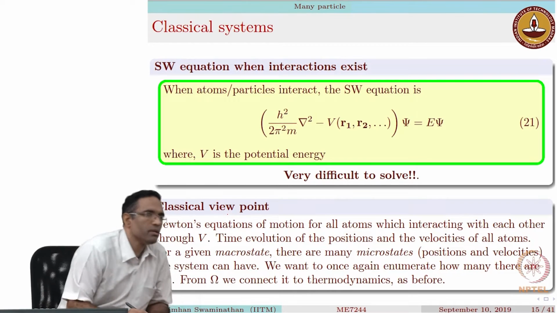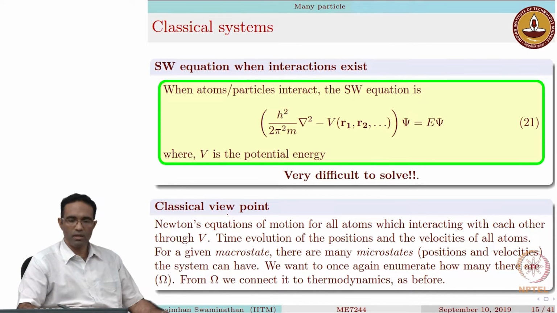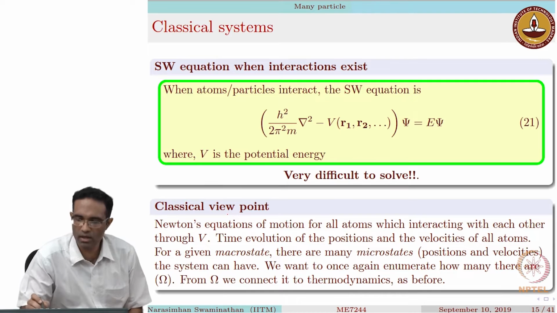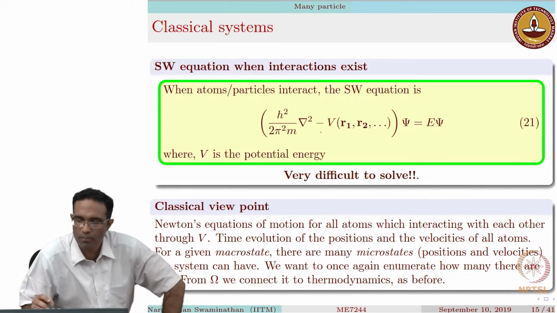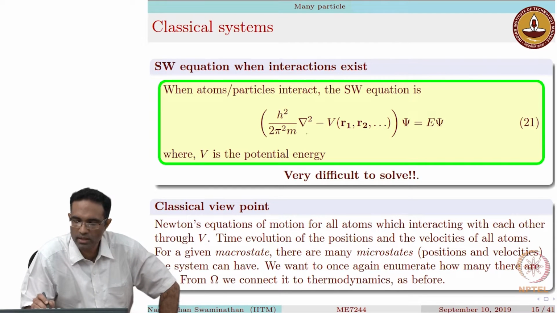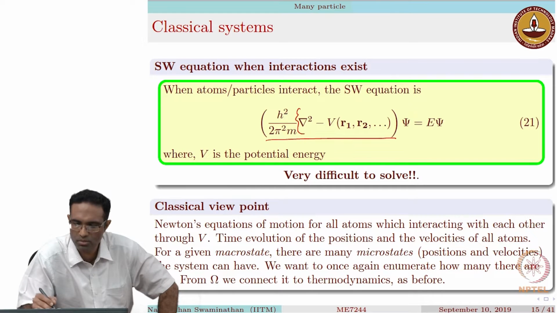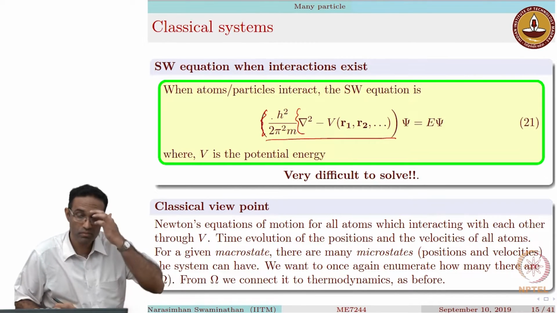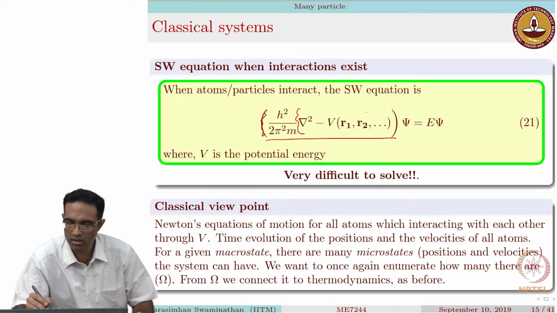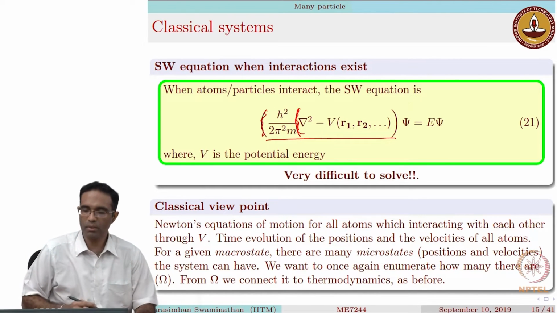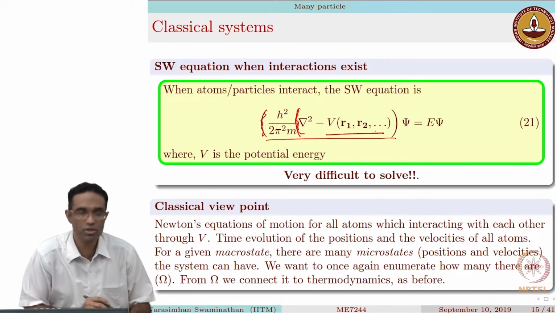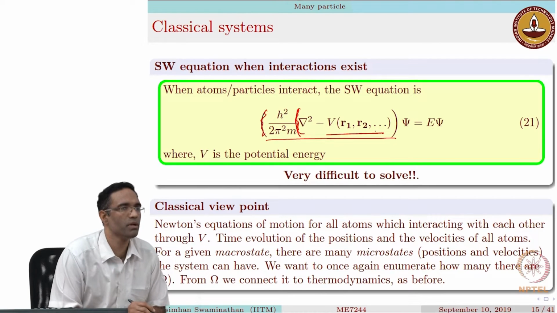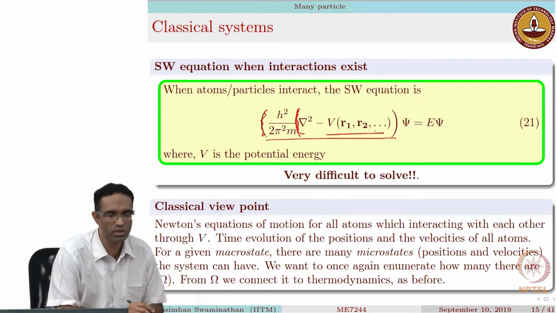Some of you had already asked me last class, what happens when you have an interaction existing between the atoms? Okay, so when the particles are going to interact, then the Schrodinger wave equation becomes this. So I think there should be a bracket like that. Okay, that becomes the Schrodinger wave equation, and when this potential energy is present, it becomes extremely difficult to solve the differential equation.